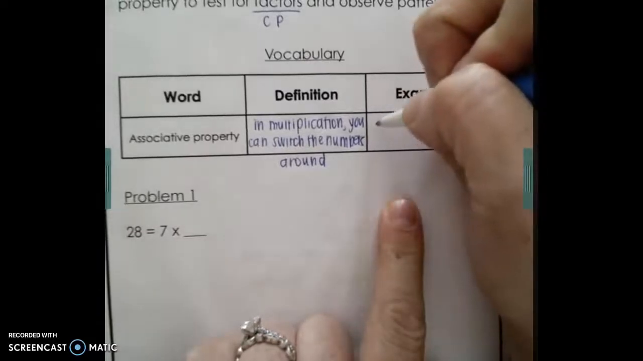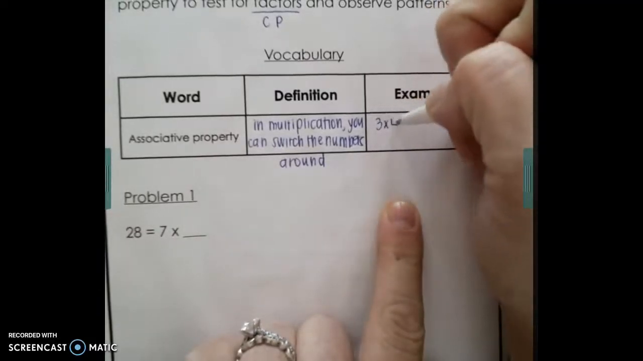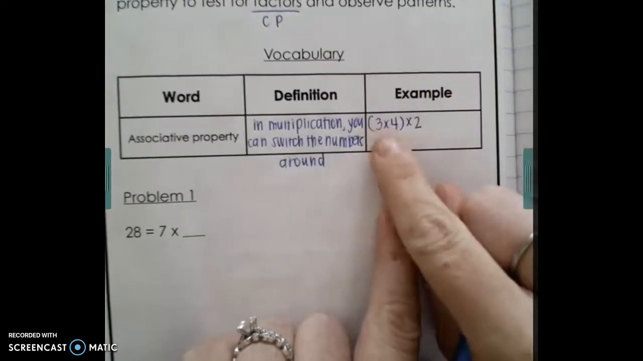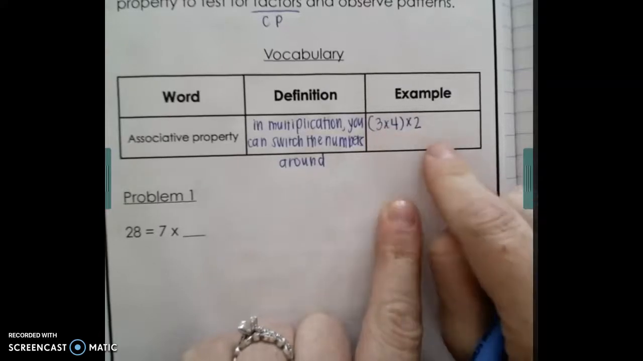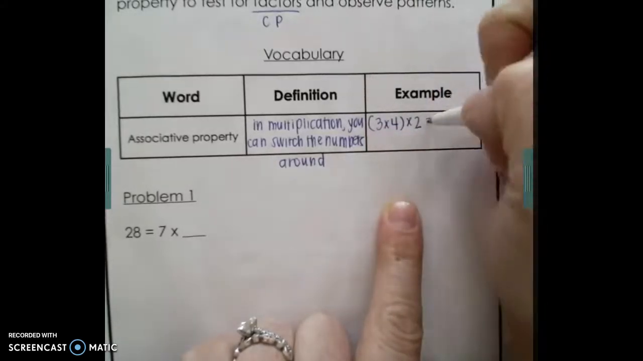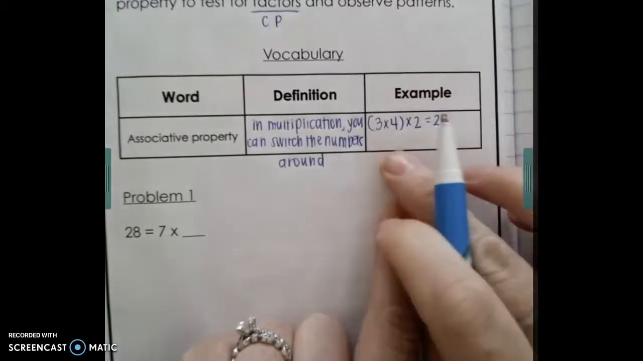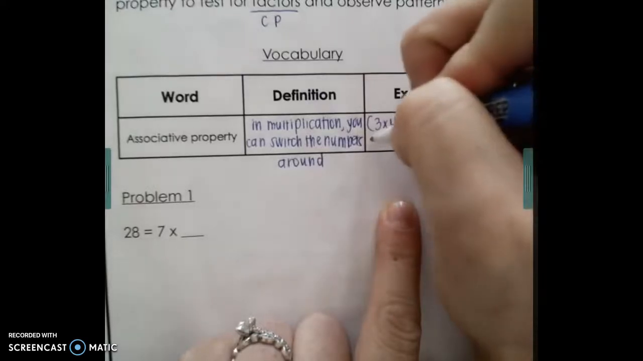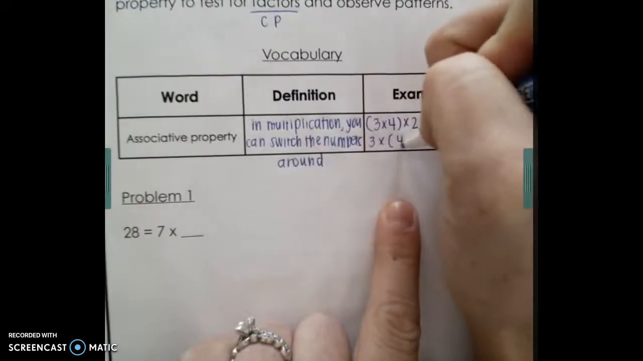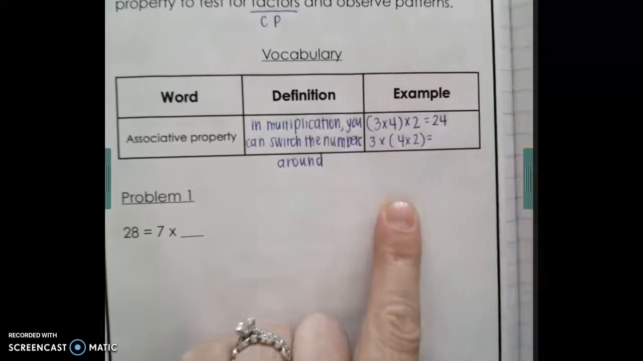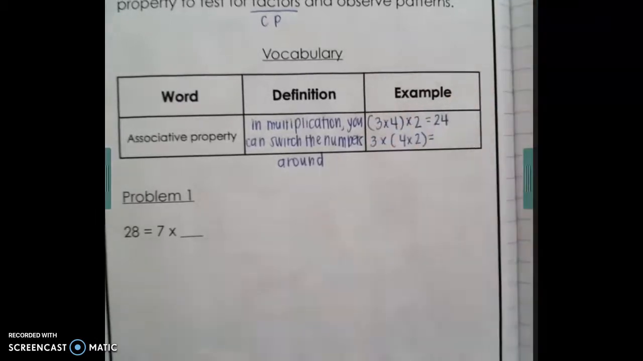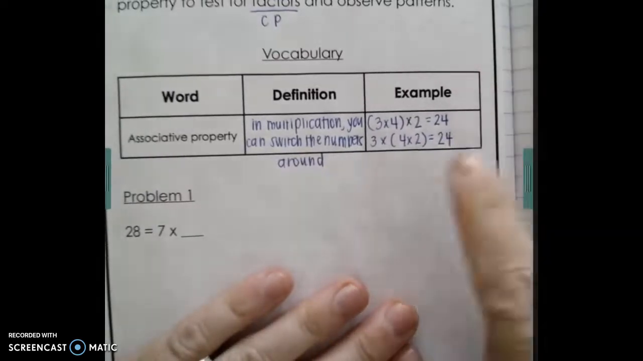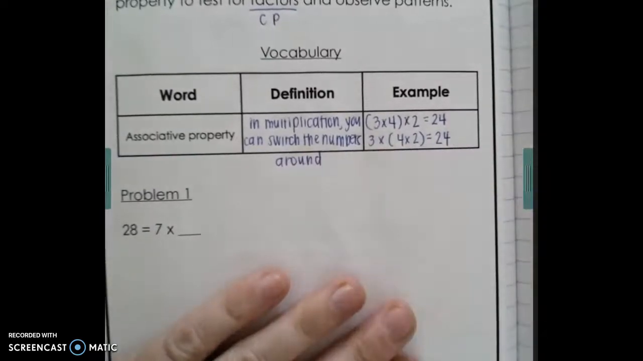If I was going to do 3 times 4 times 2, in parentheses I have 3 times 4, which would be 12, times 2 would be 24. What I can do is switch what I want to multiply, and instead of just doing 3 times 4, I can make this 3 times, and put 4 times 2 in parentheses. And I can even do 2 times 3. So I can switch the order of my numbers. I would still get 24. 4 times 2 is 8, times 3 would be 24.